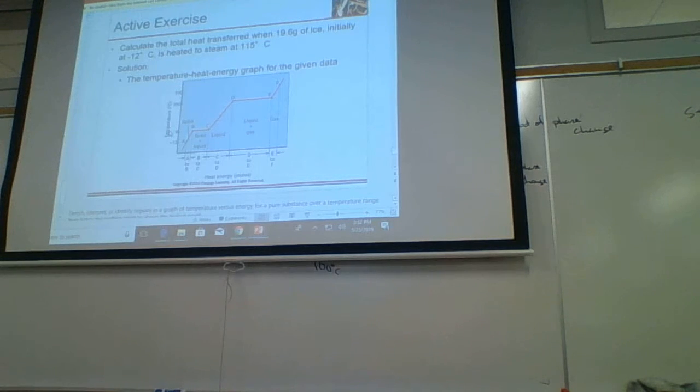Okay, when we melt the ice, Q is equal to the amount times delta H of fusion. Fusion is another word for melting. And so the amount of ice we have is 19.6 grams. And delta H of fusion, we'll look it up on the chart.